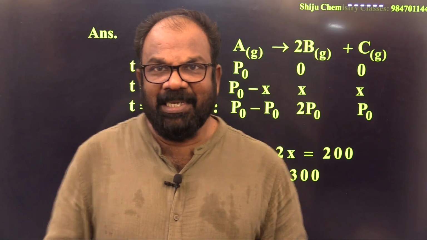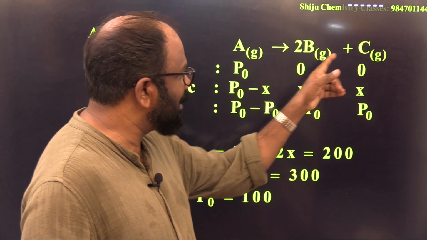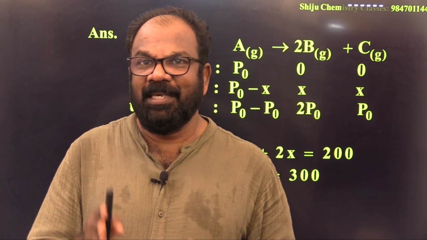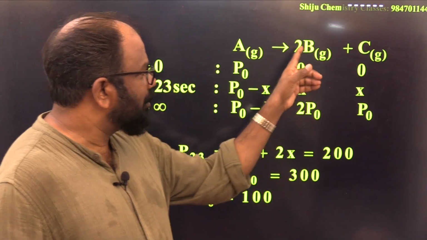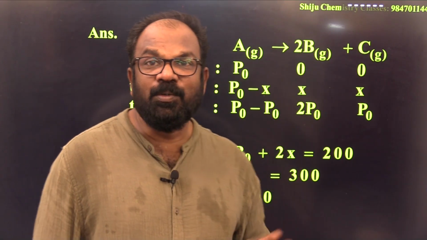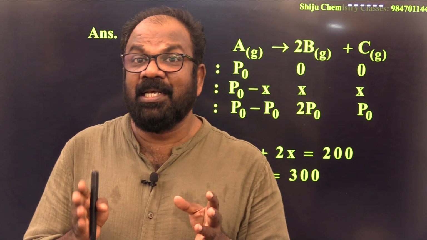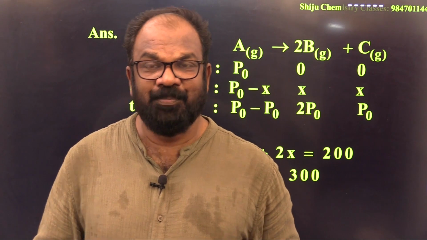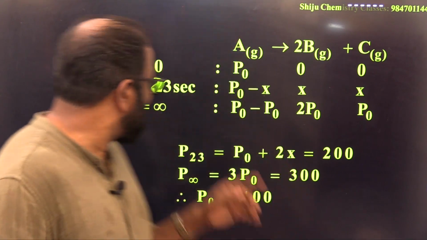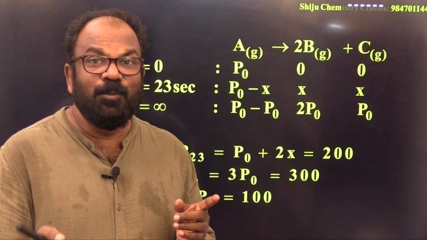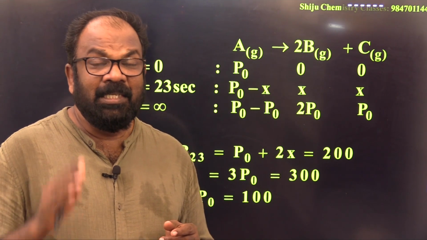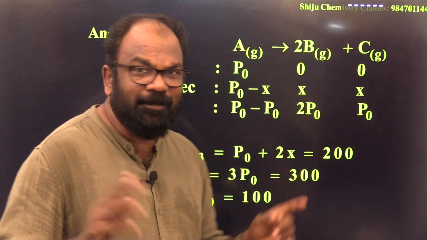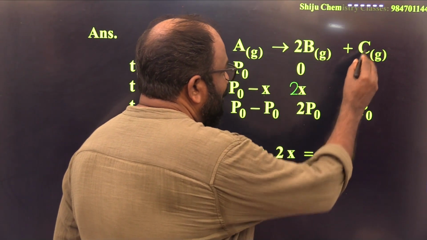Listen, here the given reaction is A gas giving 2B gas plus C gas. When time t is equal to 0, suppose the initial pressure of A is equal to P0. Then the pressure of B is equal to 0 and that of C is also equal to 0. We know for a gas, pressure is directly proportional to number of moles. Therefore, we can take P0 as the initial number of moles of A. When time t is equal to 23 seconds, assume that X moles of A has dissociated. Then the number of moles of A remaining is equal to P0 minus X. Then the number of moles of B formed will be 2X and that of C will be X.